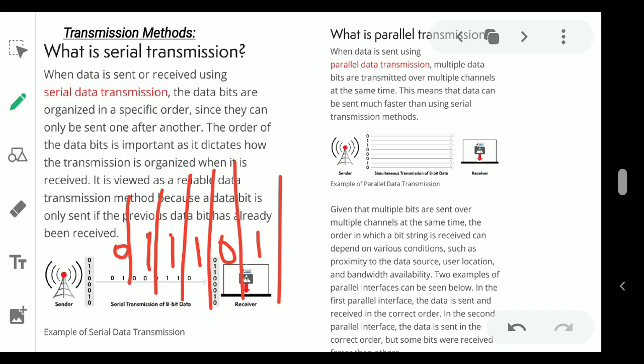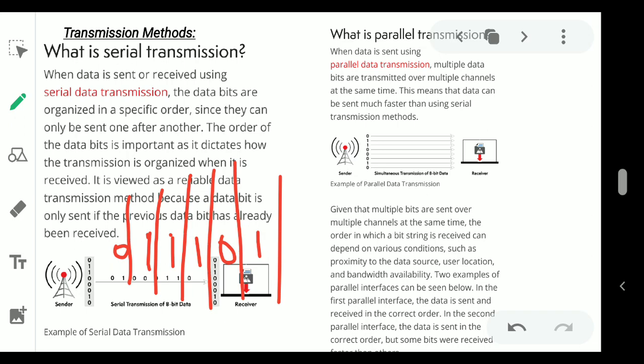Okay, computing overhead is also less, but the disadvantage is what? That the computer data is processed in parallel, hence the data flow needs to be converted from parallel to serial and vice versa. So a conversion needs to be there. Okay, so in case of parallel transmission, what is going on?